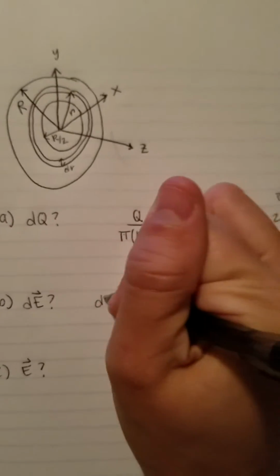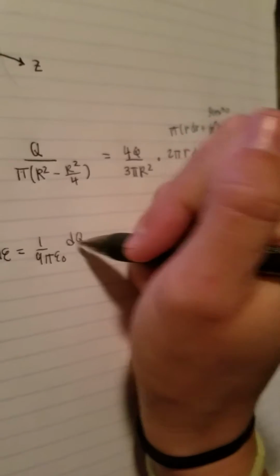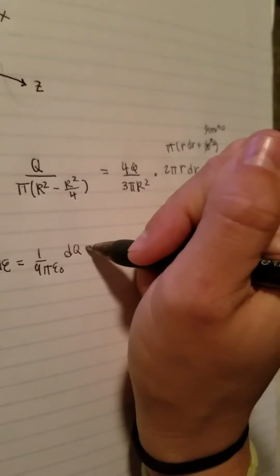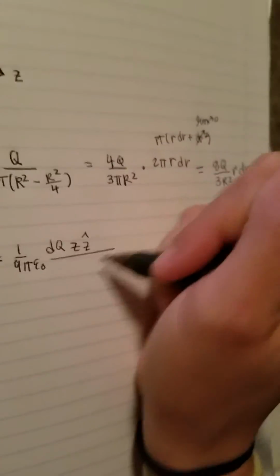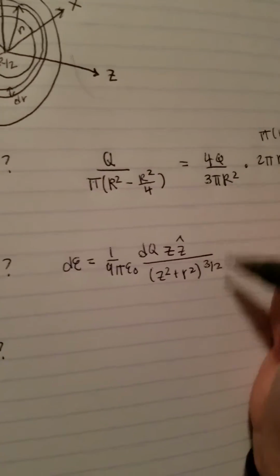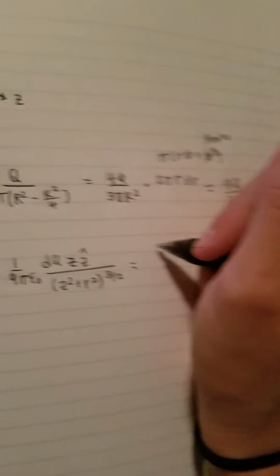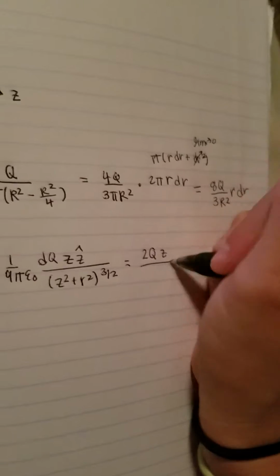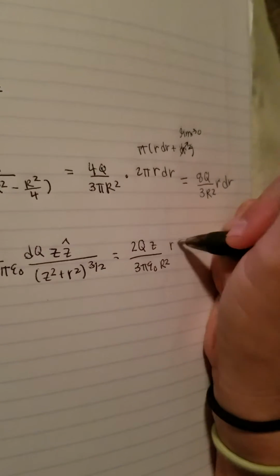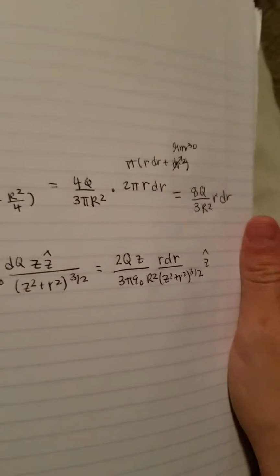So when we use this in here, the original dE equation is right here underneath: 1 over 4 pi epsilon naught times dq, and then we know that this is the equation for a ring. And then we throw in our part right here for the dq. And that is in the z-hat direction.